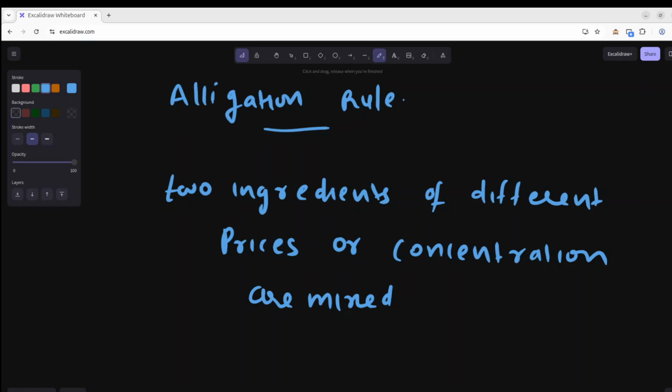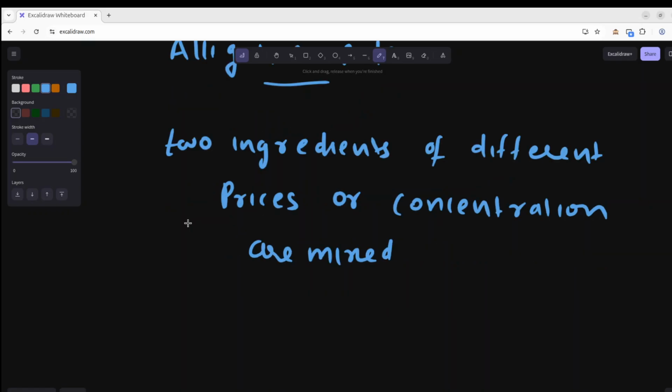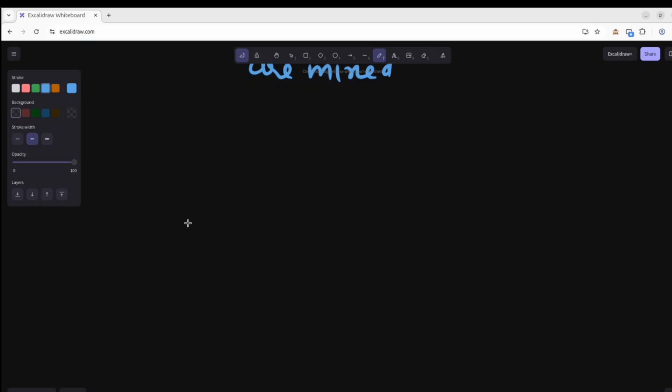For example, let us take the case of sugar and salt. These are two different ingredients, right? And they are of different prices or different concentration. So to find the ratio, we can use this alligation rule. So there exists a formula for that.